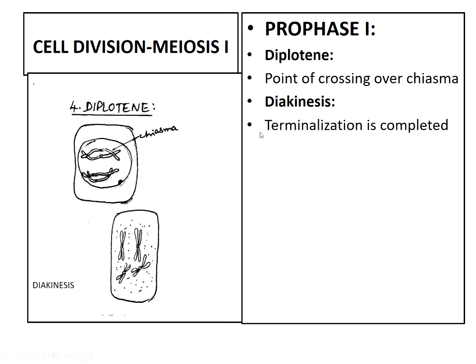The crossing over is completed. The bivalent or homologous chromosomes start separating from each other. So here the bivalents are going to separate from each other, but at the point of crossing over they are held together by a constriction called a chiasma, and the chiasma is defined as the cytological expression of genetic crossing over. So the region where crossing over occurs is called a chiasma.